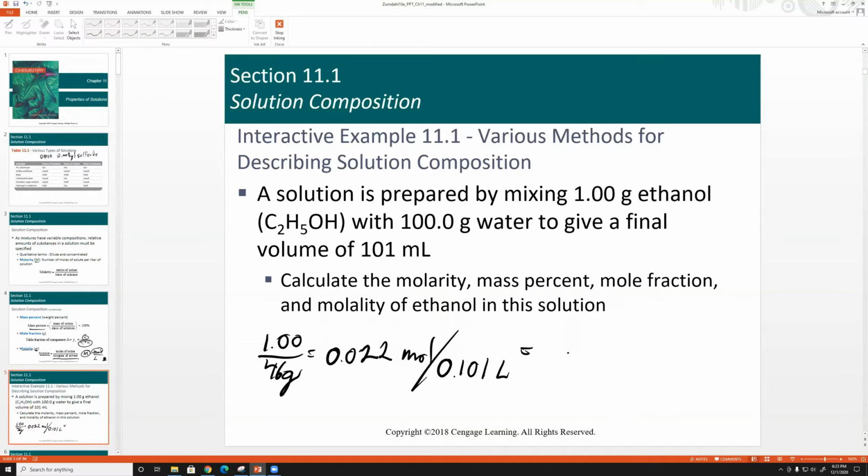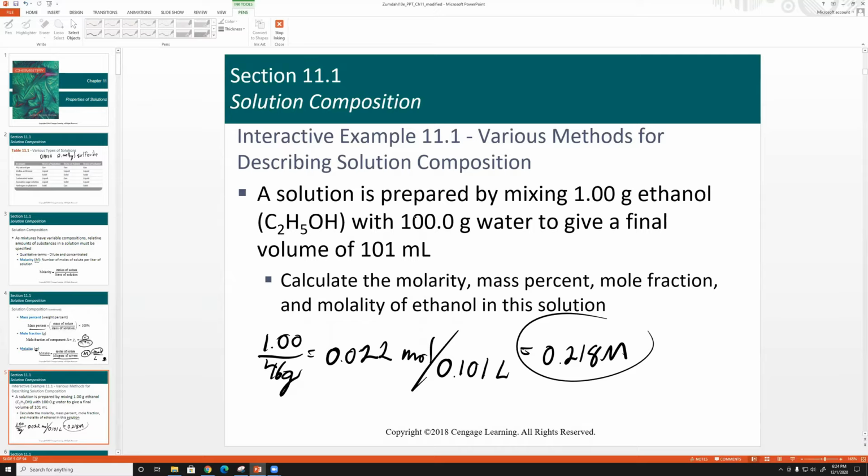Good. I got 0.218, but close enough, just rounding. 0.125. Okay. Cool. So that's the molarity. Nice. Mass percent. So the mass percent is the mass of ethanol divided by the total mass of the solution.